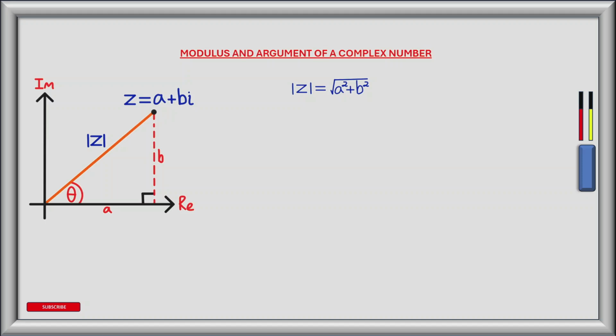Therefore, we can calculate the modulus using Pythagoras' theorem. So the modulus of the complex number z, where z is equal to a plus bi, is the square root of a squared plus b squared.